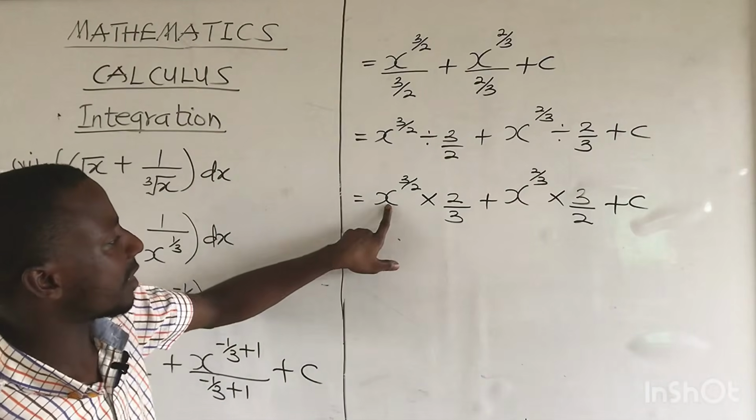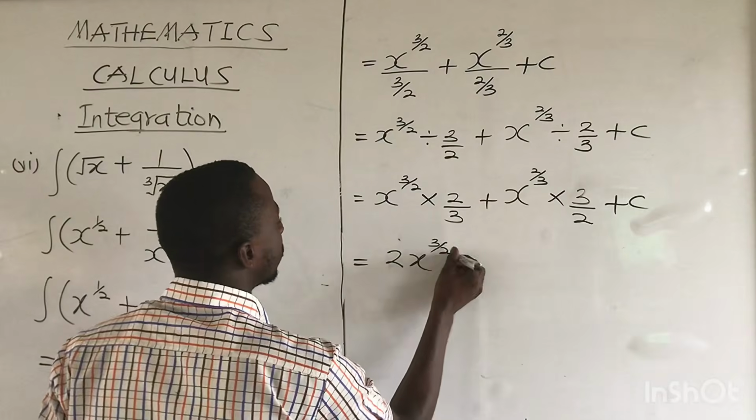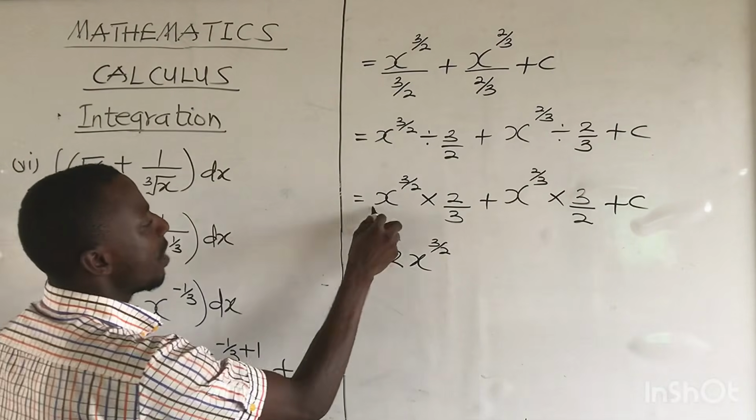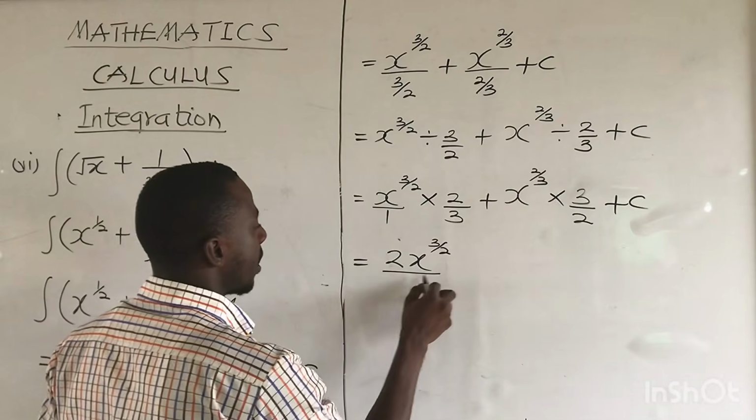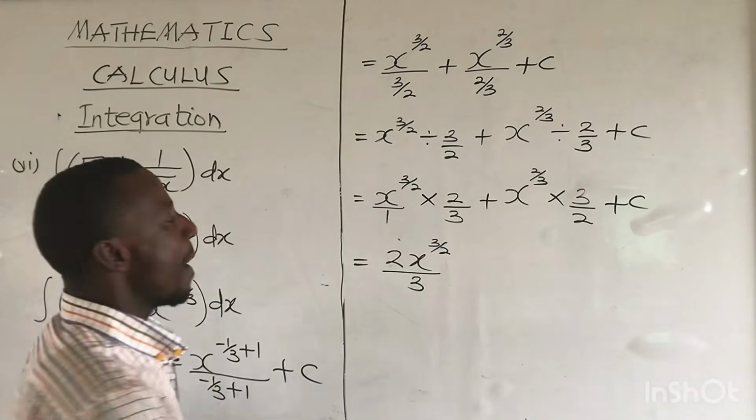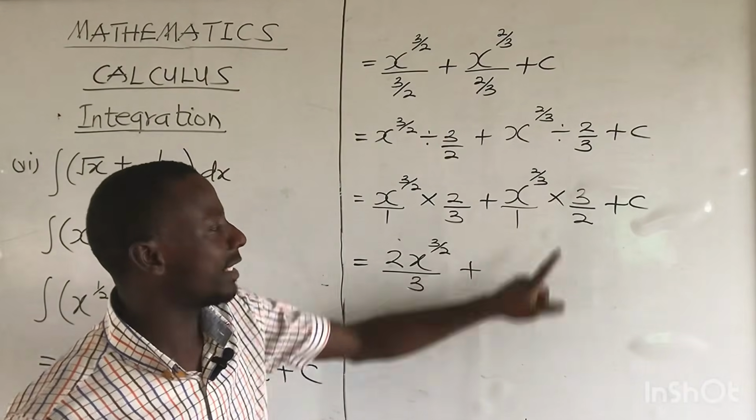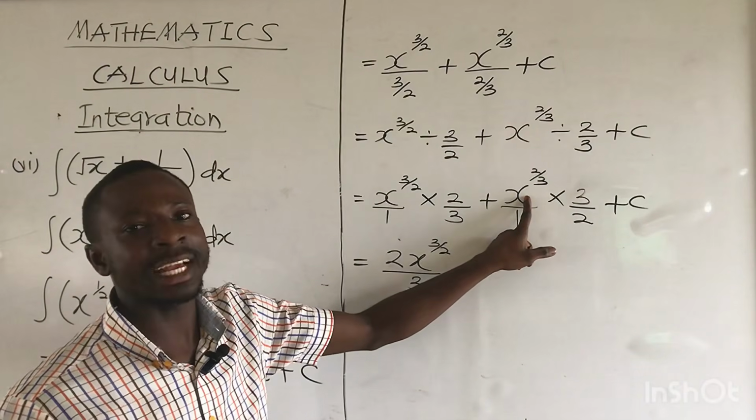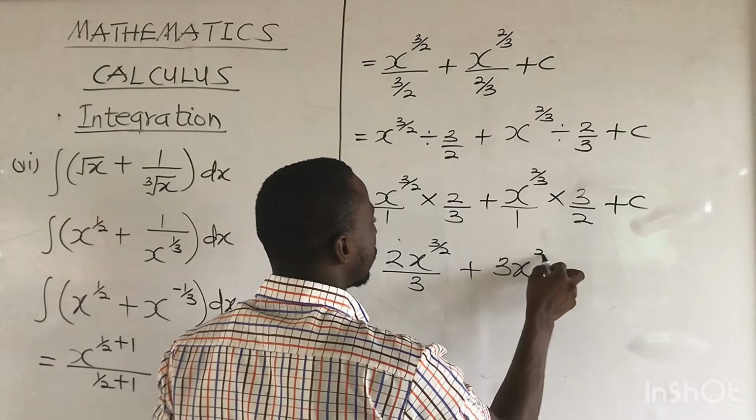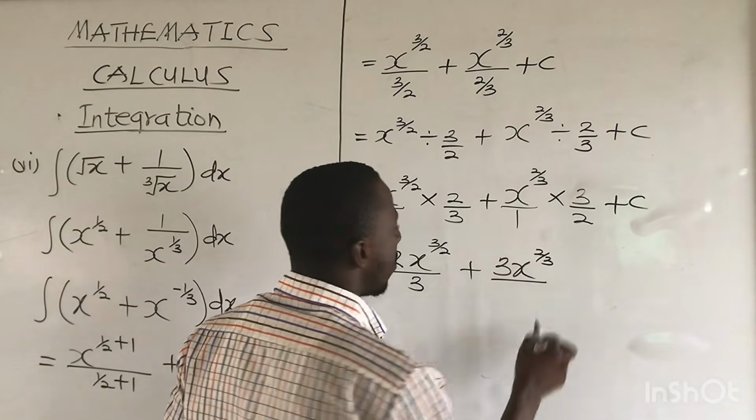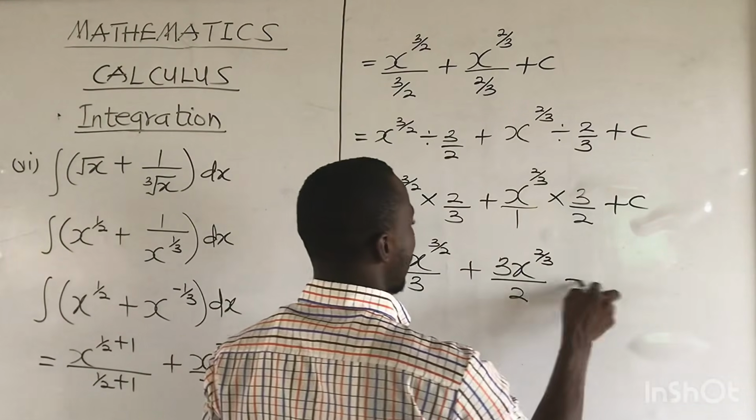Then this times this, we have 2x exponent 3 over 2. The whole of this is over 1. So 1 times 3, we have 3. Plus, this is also over 1. In that case, 3 times x exponent 2 over 3, we are going to get 3x exponent 2 over 3 all over 1 times 2, we have 2, plus c.